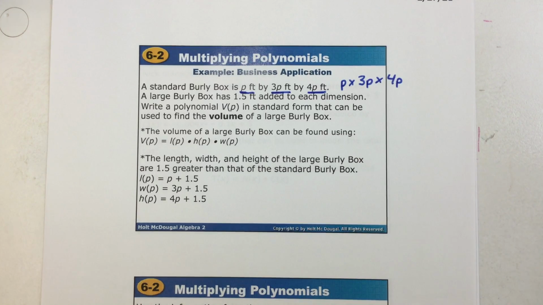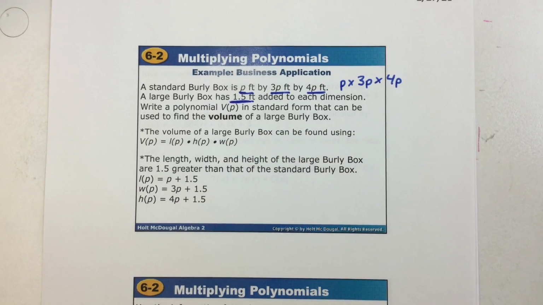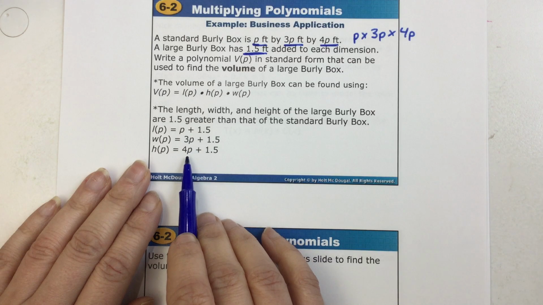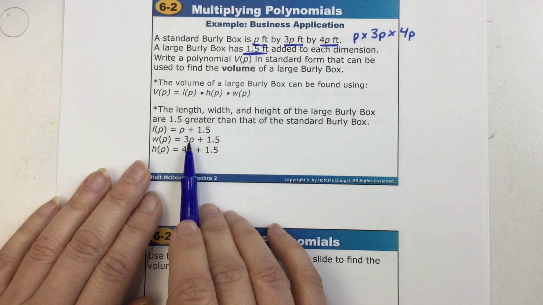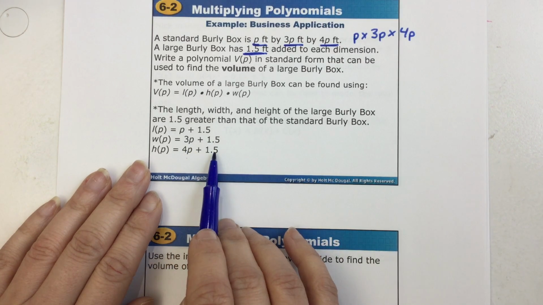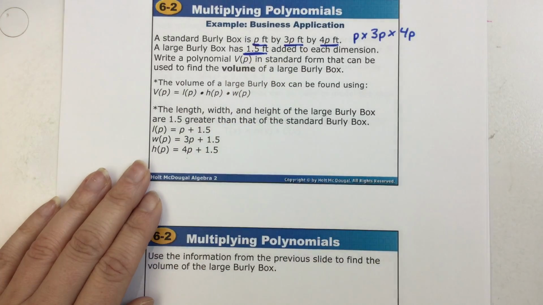A large burly box, so we're going from the standard to the large. What they do is they add 1.5 feet to each dimension. So the dimensions were p, 3p, and 4p. When you go to the large, it's p plus 1.5 feet, 3p plus 1.5 feet, 4p plus 1.5 feet, because they said that they're adding 1.5 to each dimension.